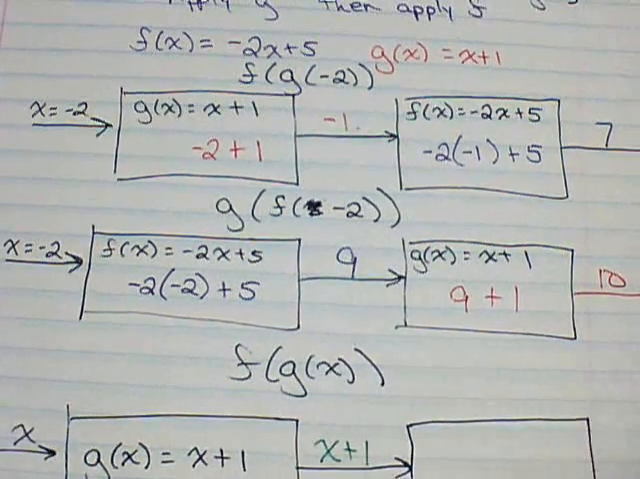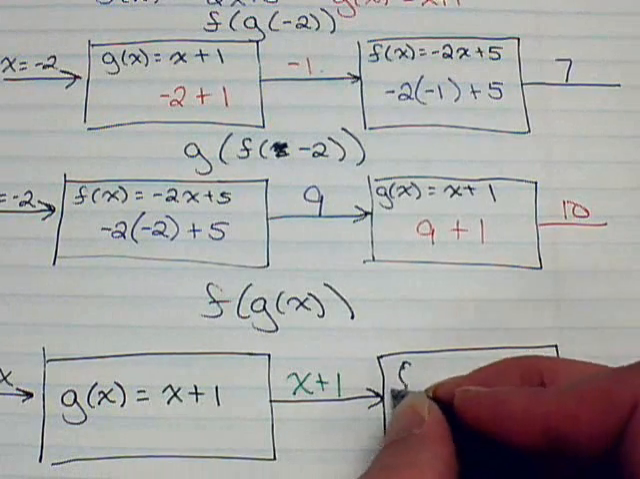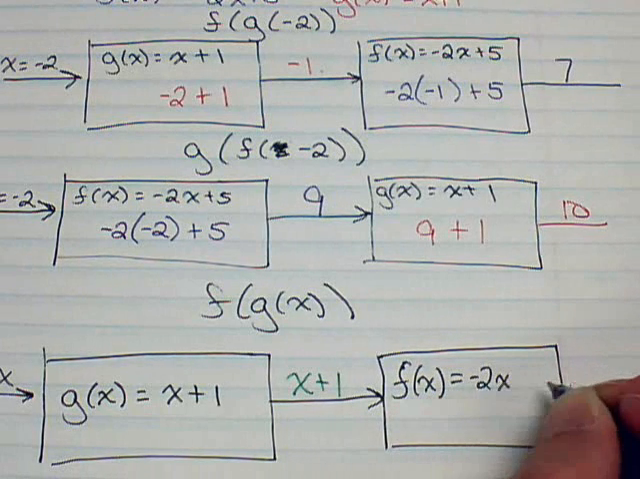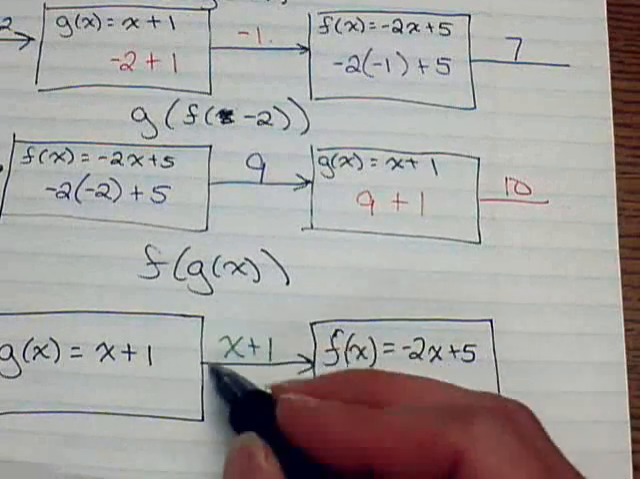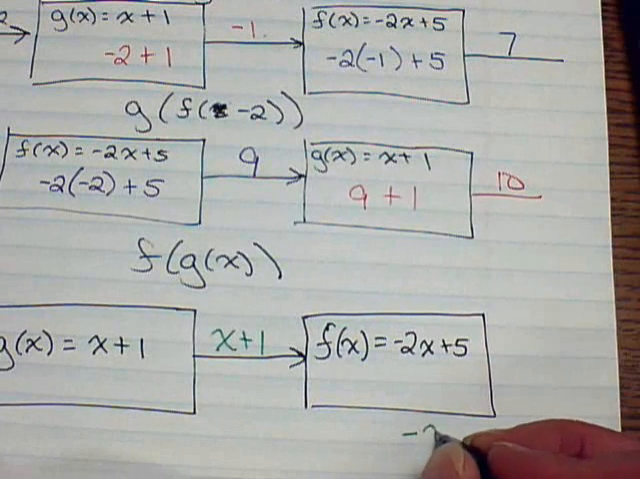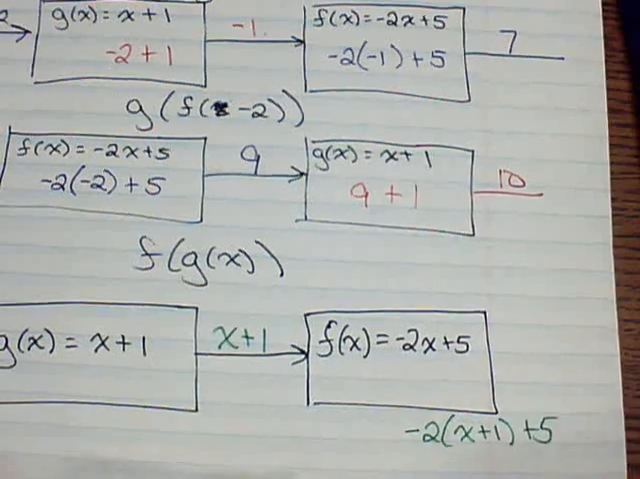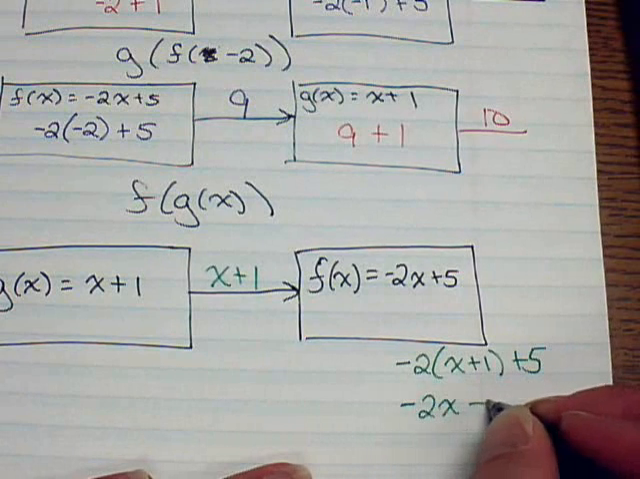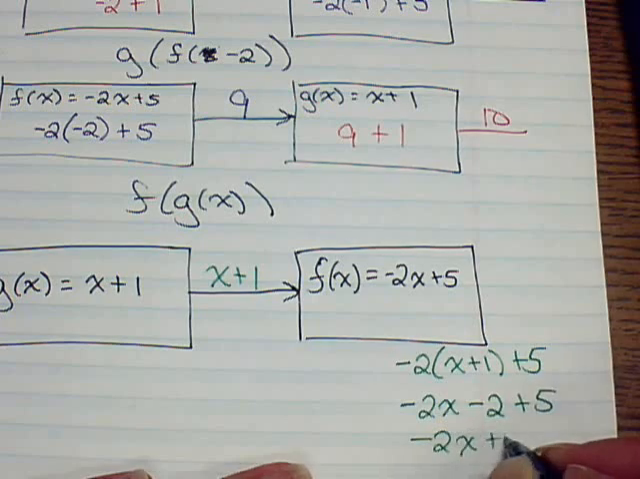Now f of x will be the next one we go through. f of x says I'm going to take negative 2 times that input plus 5. Now remember, our whole input is the x plus 1. So negative 2 times x plus 1 plus 5. And we can make that a little bit prettier. It's going to be negative 2x minus 2 plus 5, or negative 2x plus 3.